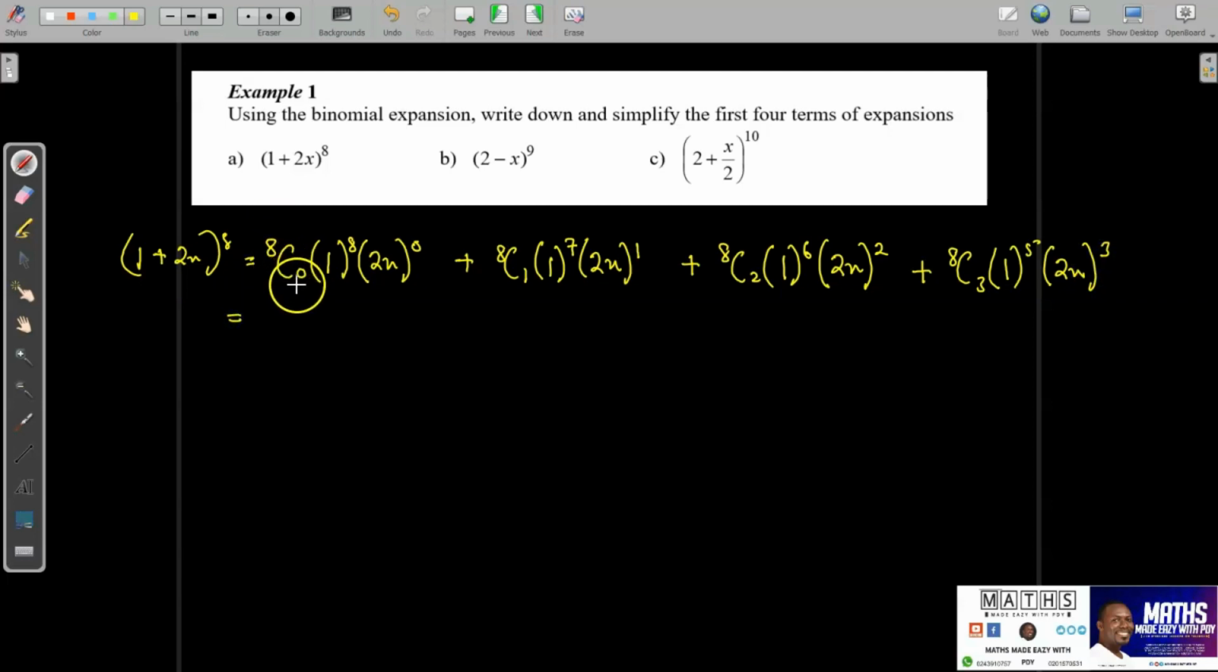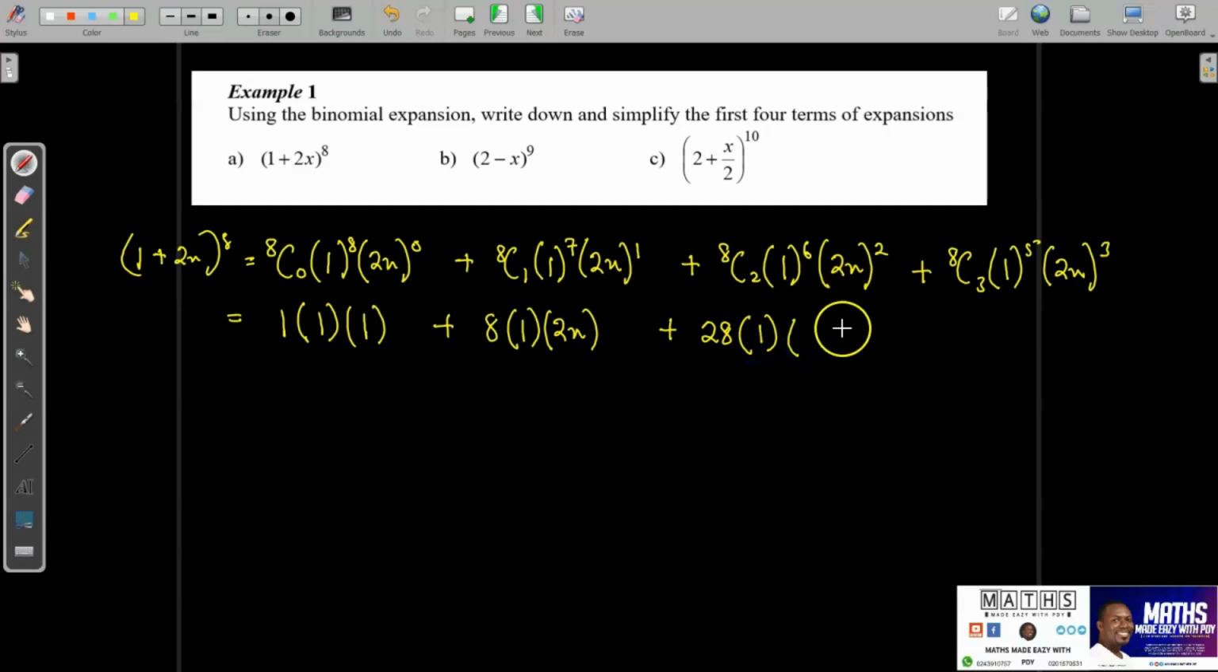Okay. So 8 combination 0, the answer is 1. 1 to the power 8, the answer is still 1. And then 2x all to the power 0, the answer is 1. Plus 8 combination 1, what's the value? 8. 1 to the power 7 is the same as 1. 2x all to the power 1 is the same as 2x. 8 combination 2, what's the answer? 28. 1 to the power 6 is 1. 2x all squared, the answer is what? 4x squared. Very good. 8 combination 3, what's the answer? 56. 1 to the power 5 is 1. 2x to the power 3, what's the answer?